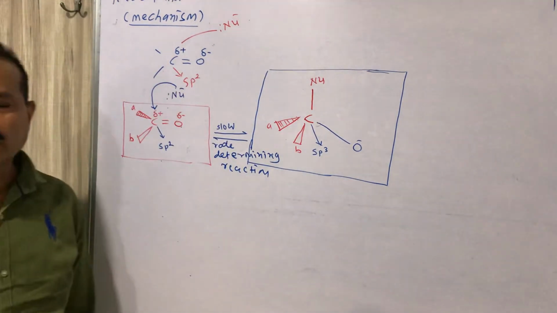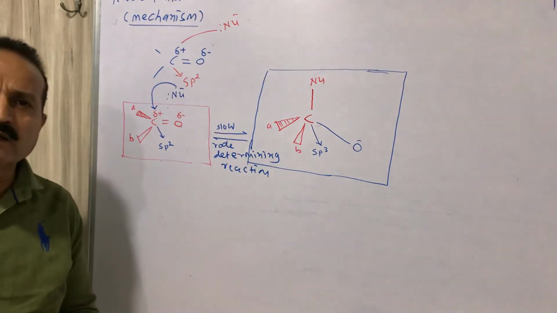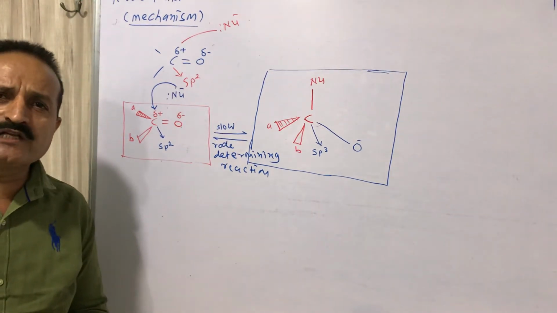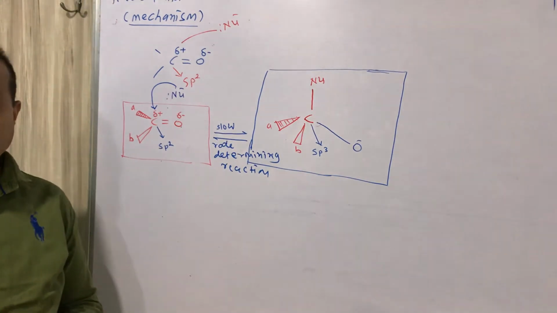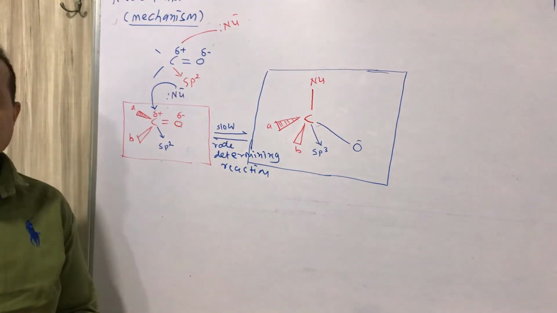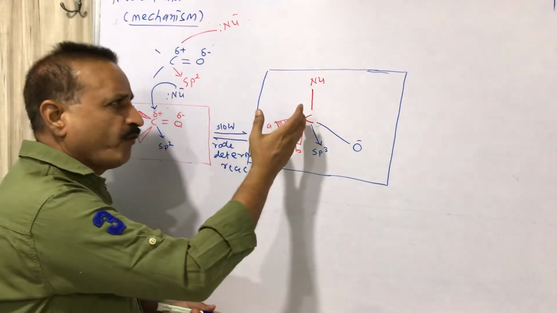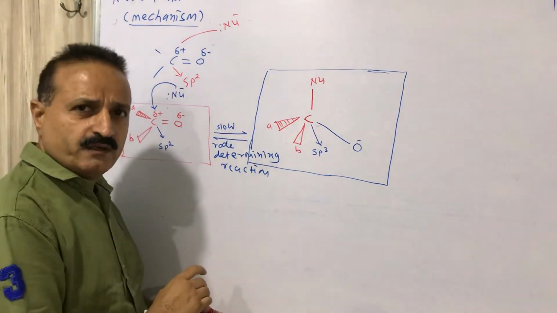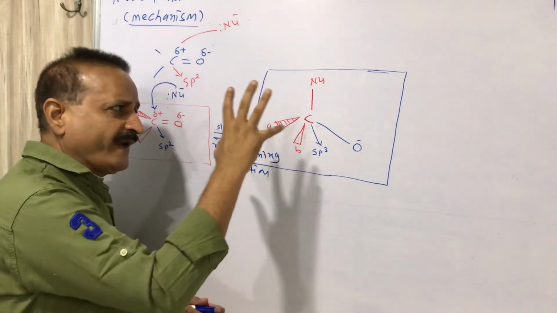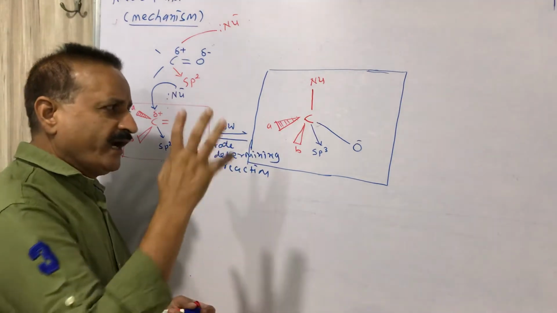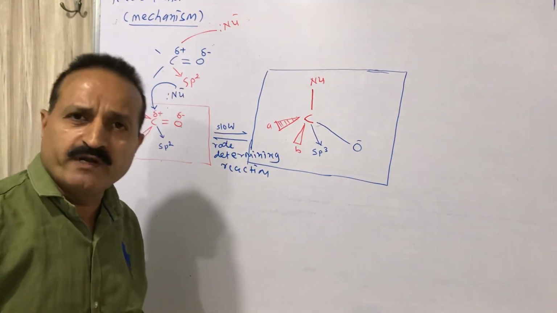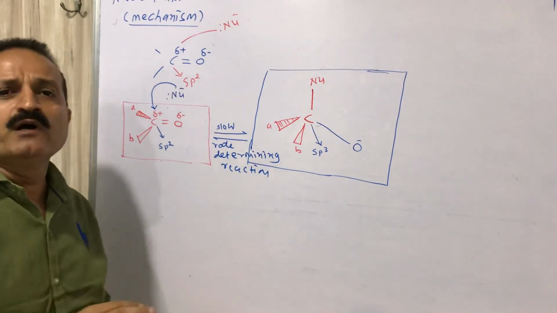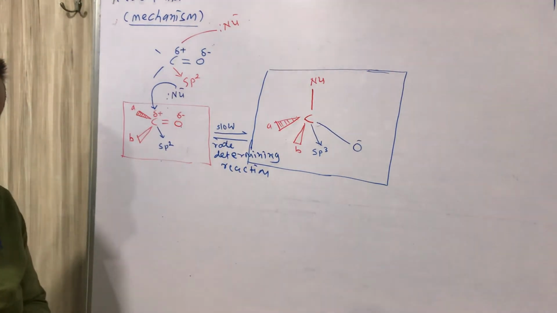If the book directly says that the carbon is now sp3 hybridized, we get confused. But when we clearly understand that the nucleophile is forming a bond with the carbon, so carbon has a tetrahedral shape, and carbon is now converted into sp3 hybridization from sp2 hybridization.